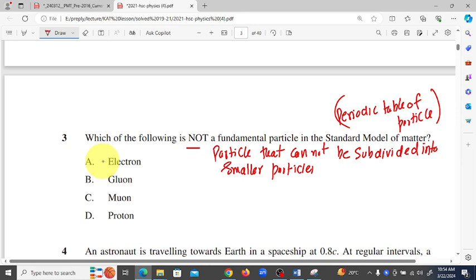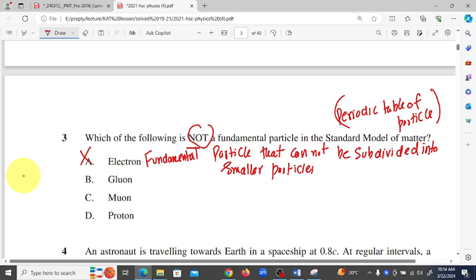So A is a fundamental particle. Electron is, as we know, a fundamental particle, because we can't subdivide the electron into smaller particles. So option A is incorrect because A is fundamental. We need to know the not a fundamental particle.